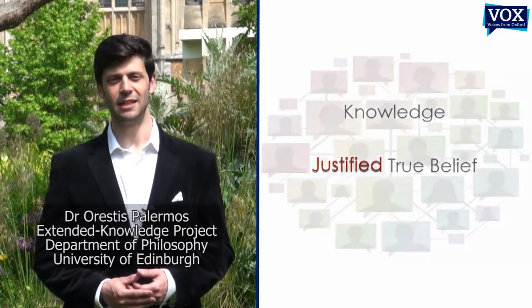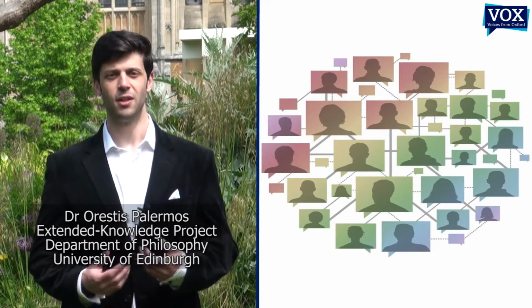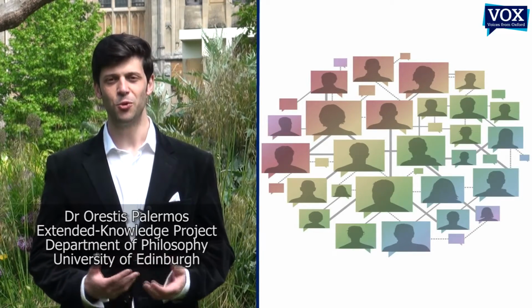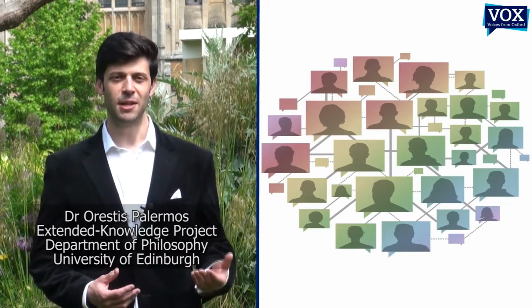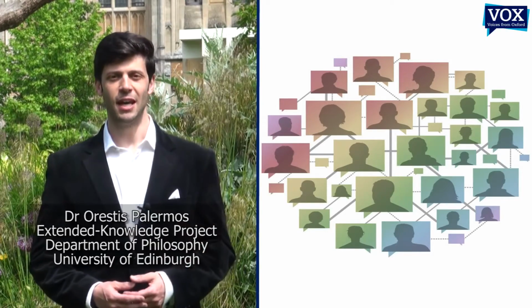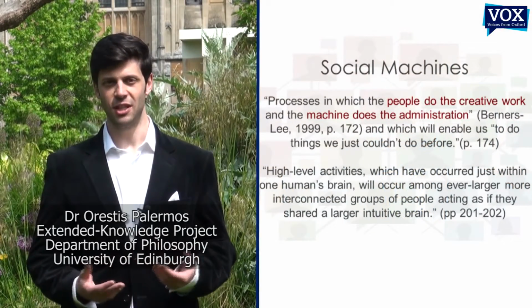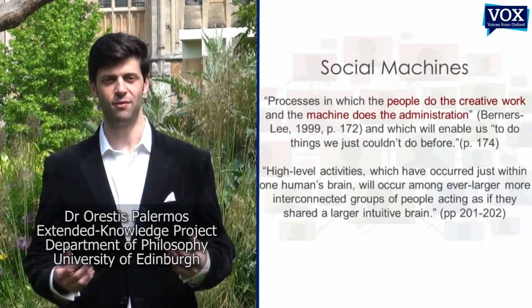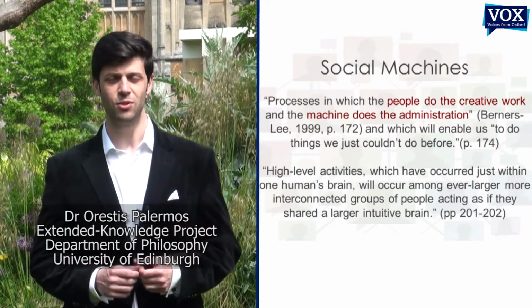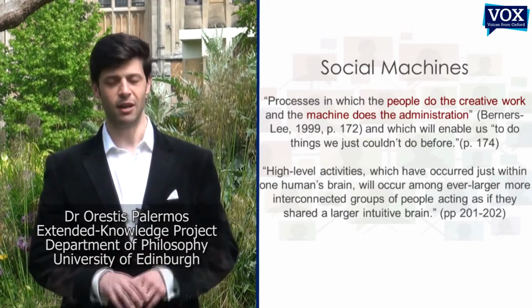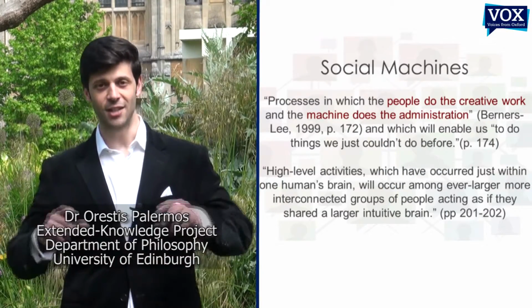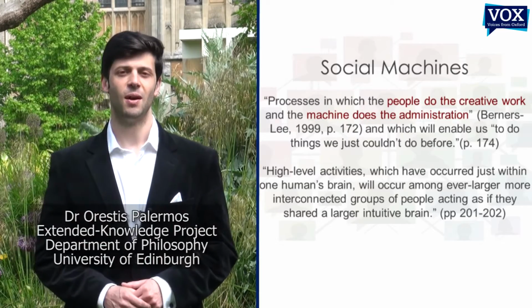But the most interesting case, I think, is the case of social machines within web science, which are supposed to be web-driven processes in which the machine will be doing the administration and the human components will be doing the creative tasks. And Sir Tim Berners-Lee, who came up with this idea, thought that if we efficiently manage to design such social machines, then high-level activities such as knowledge and justification, which have so far occurred just within individuals' brains, will occur among even larger groups of people acting as if they shared one brain.